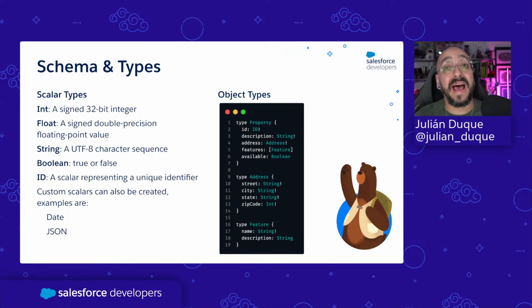Then I have an address. Since an address is a complex object, I am creating a specific address type that contains the street, the city, the state, and the zip code.